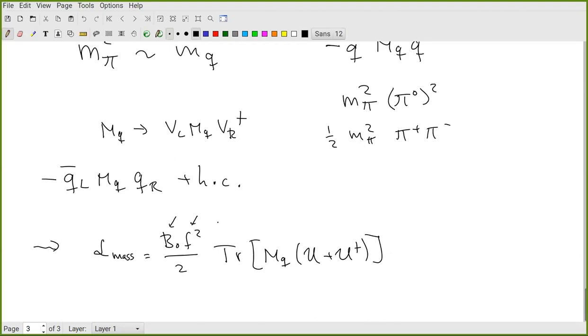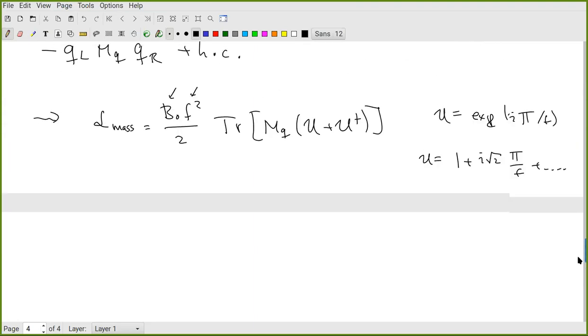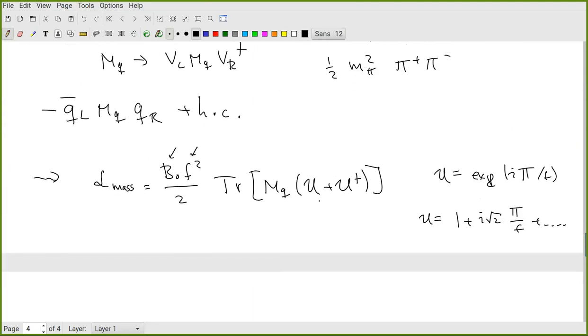Let's say F is the pion constant. So these are just numbers. And now this is a complicated function of the pion fields, but remember that U was just given as the exponential of i times pi divided by F, and square root 2, something like this. So U equals 1 plus i square root 2 pi over F plus higher order. So you can just expand this. These are 3 by 3 matrices. You expand them in this way, you take the trace.